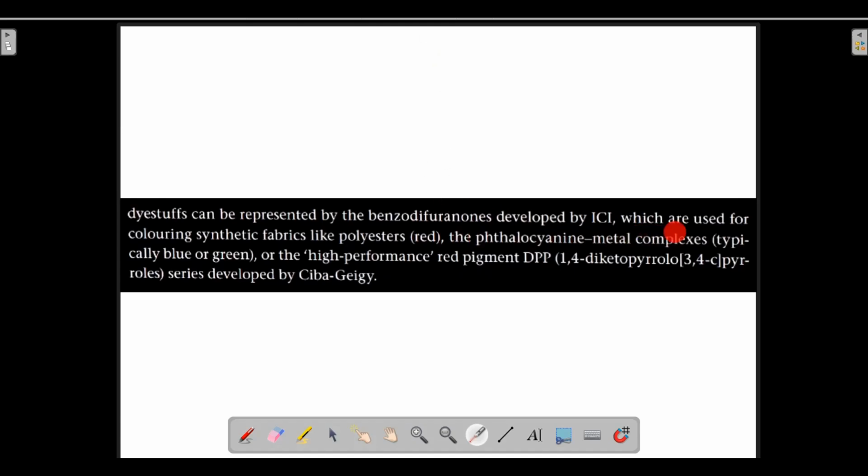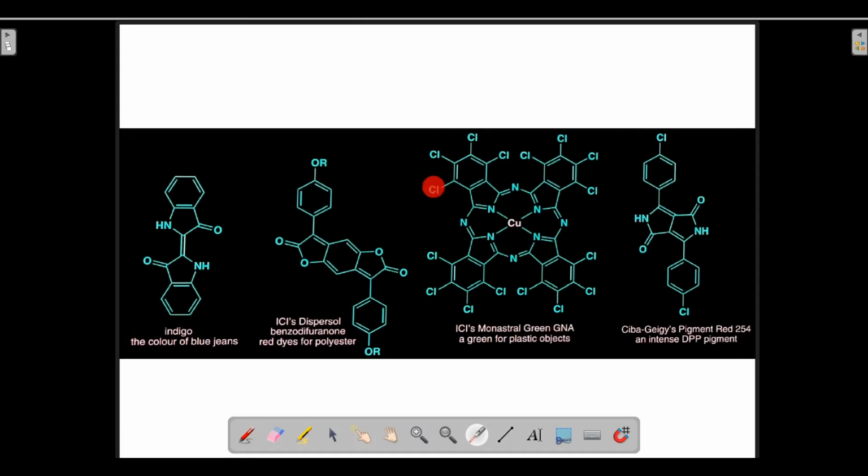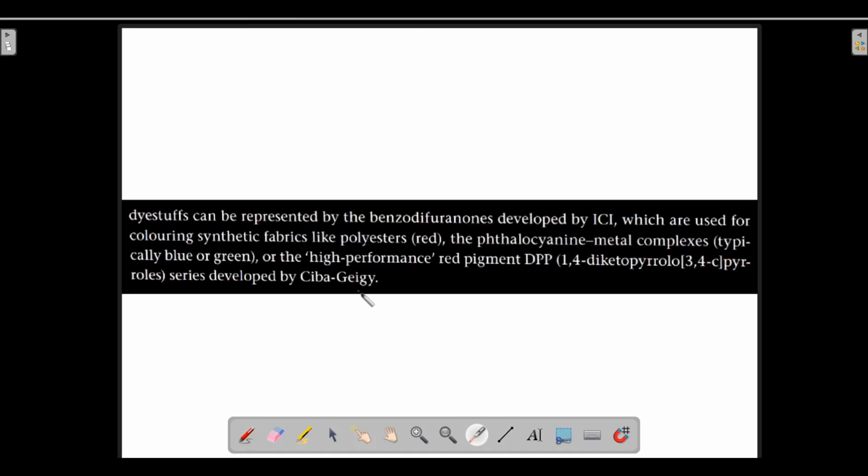The phthalocyanine metal complexes are typically blue or green. They will be blue if you remove the chlorine. If you replace hydrogen with chlorine, it will become green, and if you replace chlorine with hydrogen, it will become blue. So that is the difference. The phthalocyanine metal complex is typically blue or green, or the high performance red pigment DPP.